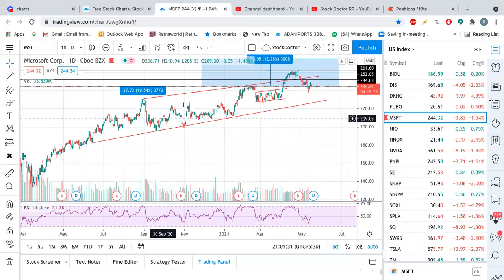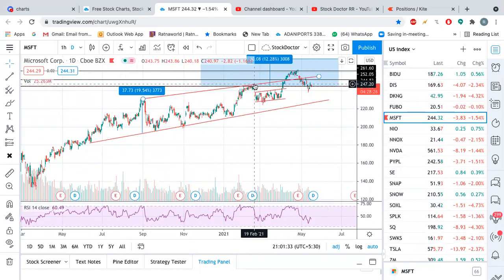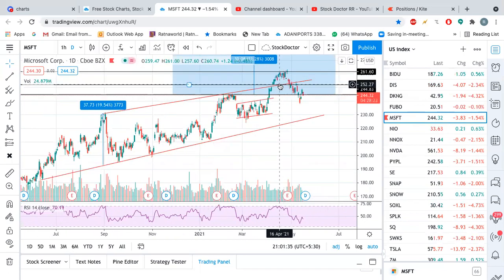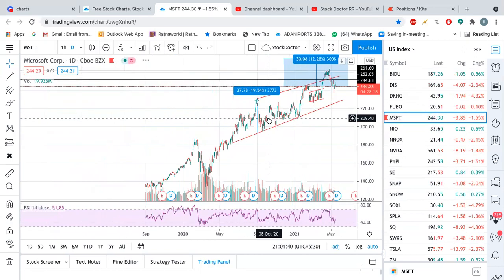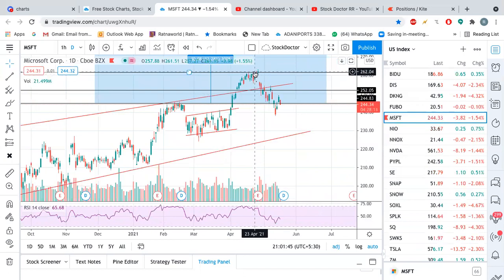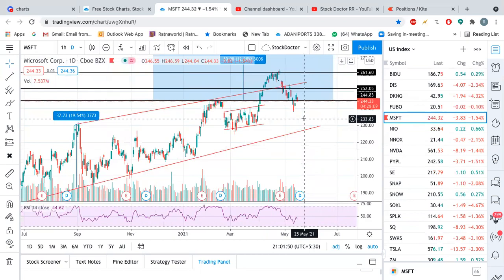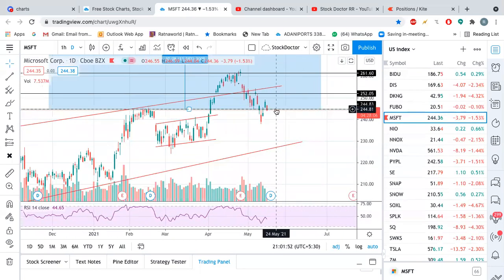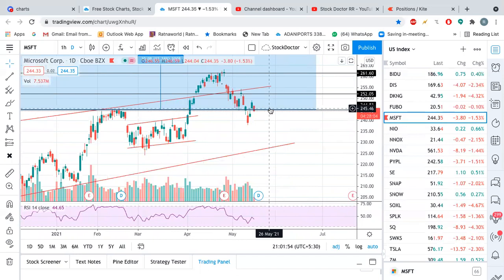The next stock is Microsoft. You can see here Microsoft was trading in this zone, and then it gave a breakout. But after the breakout, it went up, right? And then it started falling down. So at this point of time, it has support at 245 levels, and it has a resistance at 252.